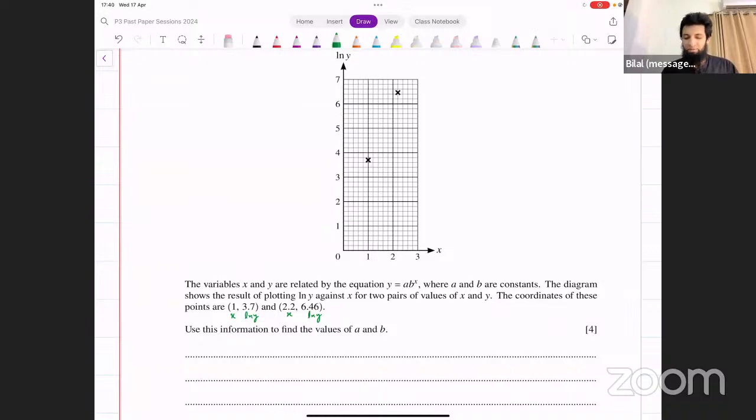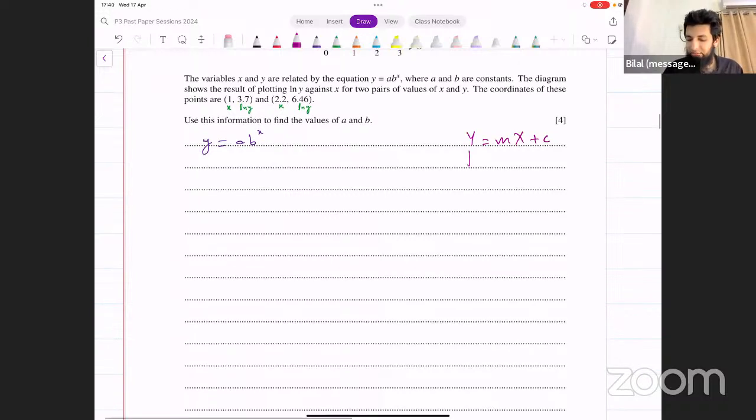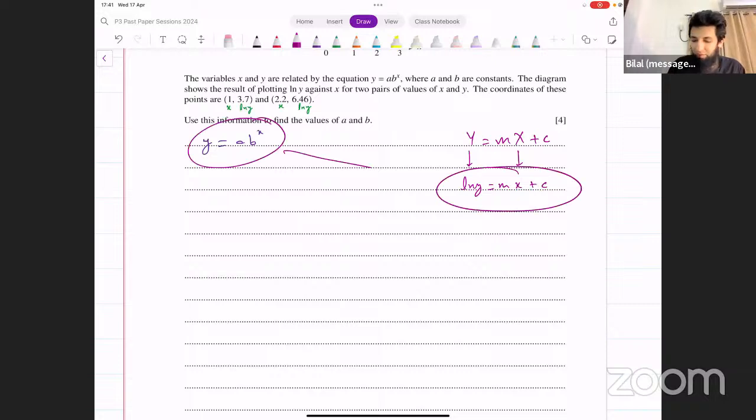Now, how did you used to do that? You have y equals ab raised to power x. Now, what does the question say? ln y has to be on the vertical axis. X has to be on the horizontal axis. The straight line is going to look like this: y equals mx plus c. On the vertical axis, what do we need? We need ln y. So in place of y on the left side, you need ln y, and in place of x on the right side, you need x plus c. You want to convert this equation to a form like this, such that in place of y, you've got ln y. In place of x, you've got x.